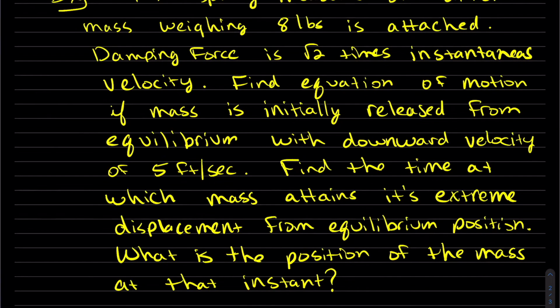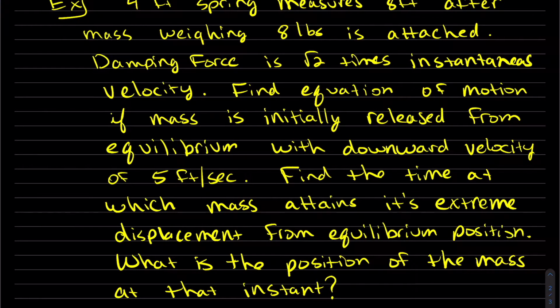Okay, this is kind of a long one. We have a 4-foot spring that measures 8 feet after a mass weighing 8 pounds is attached. The damping force is square root of 2 times the instantaneous velocity. Find the equation of the motion if the mass is initially released from equilibrium with a downward velocity of 5 feet per second. Then find the time at which the mass attains its extreme displacement, so it sounds like a maximum, from the equilibrium position. What is the position of the mass at that instant?